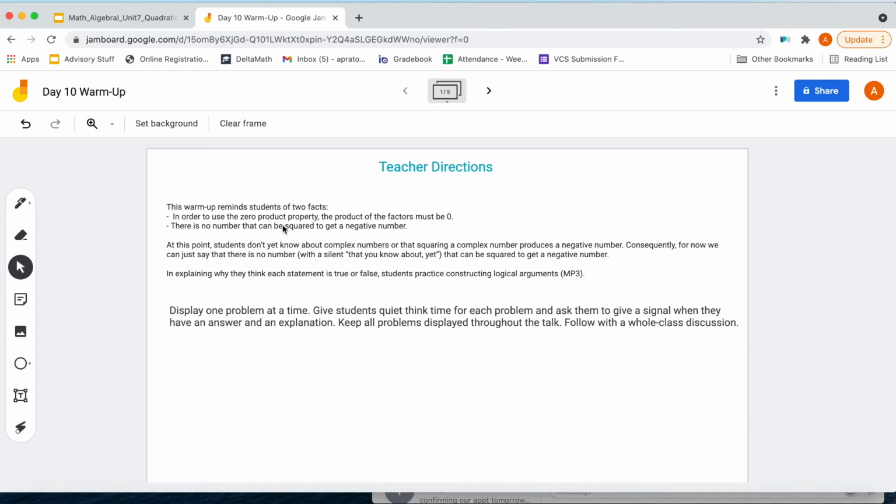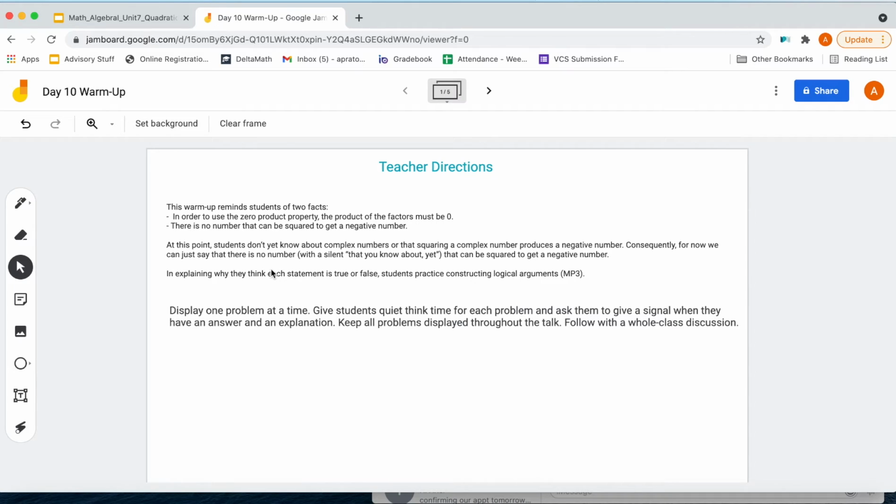So here are some quick directions around this warm-up for facilitation and things to keep in mind. This warm-up reminds students of two facts. In order to use the zero product property, the product of the factors must be zero, which is super important for this lesson and future lessons and to eliminate misconceptions. And then also there is no number that can be squared to get a negative number. Also really important for student understanding.